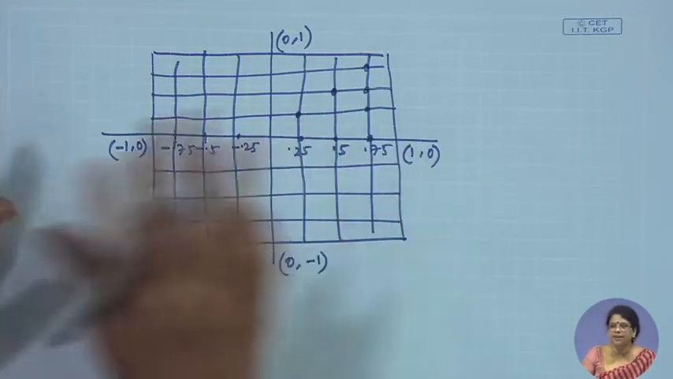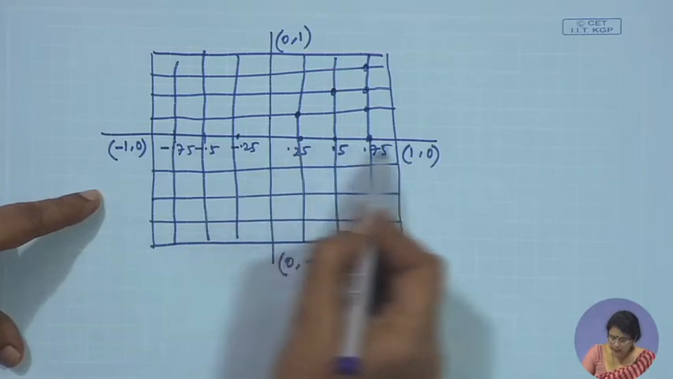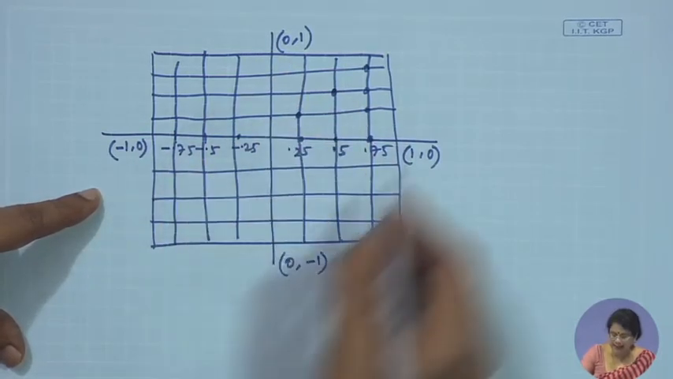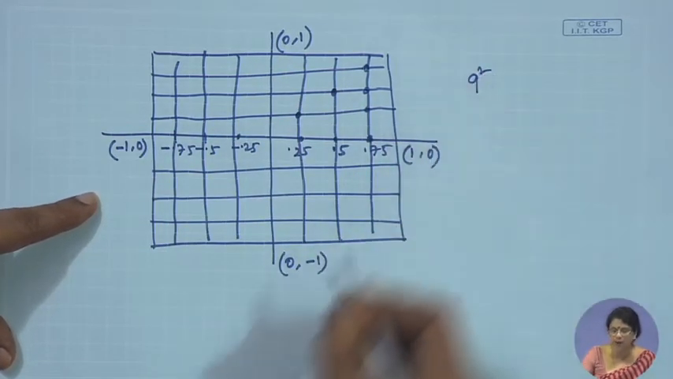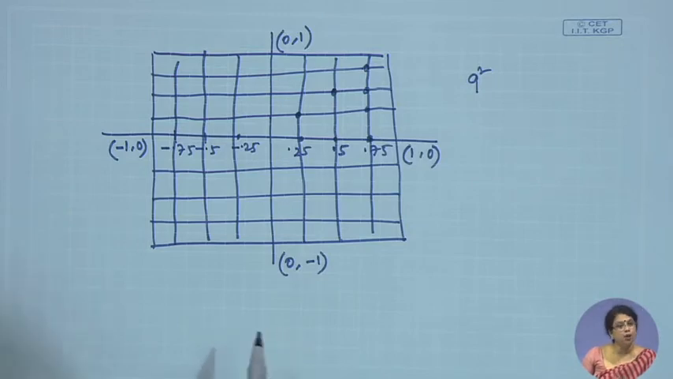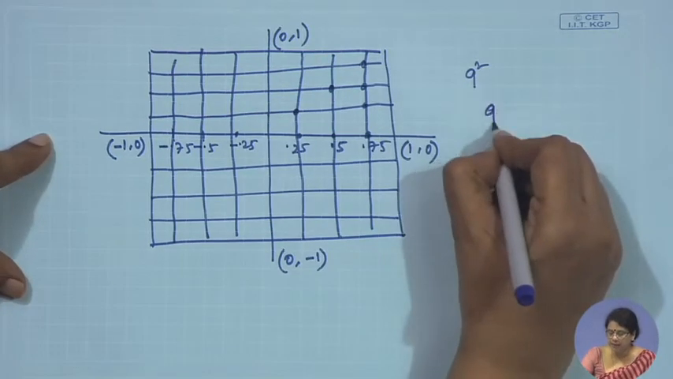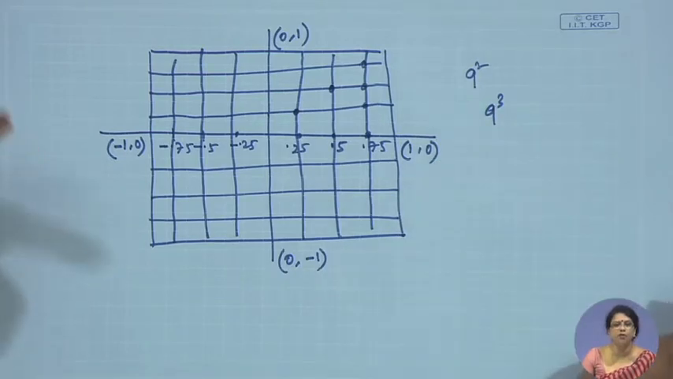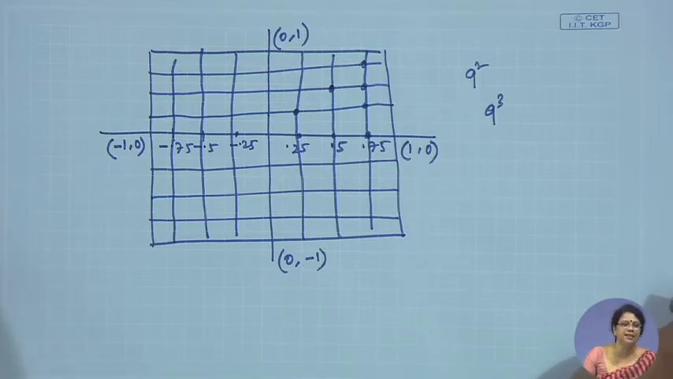How many points will you get here? You will get a total of 9 here, and 9 here. That means you get 9 squared points when we are considering 2 dimensions. When we consider 3 dimensions, it becomes 9 cubed. If you have 4 variables, 9 to the power 4. That is why you can understand that if the number of variables is increasing, though we could guess the pattern of the function, finding the functional value is really difficult.